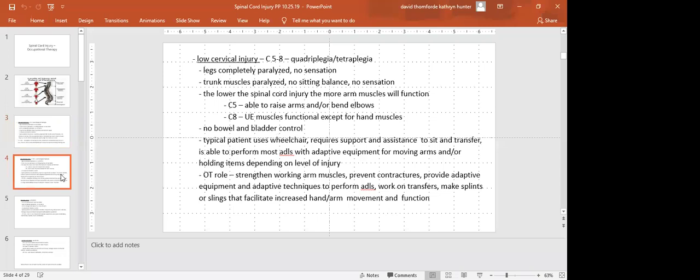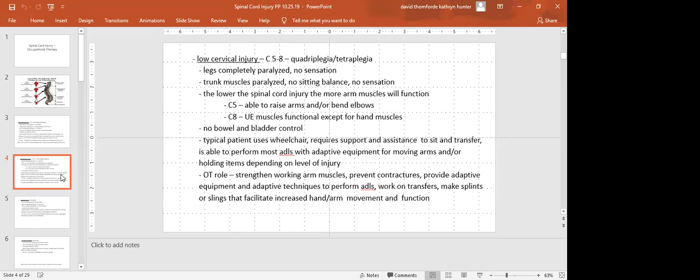On the other hand, somebody who has a low cervical injury in the C5 to C8 area would still be considered a quadriplegic or tetraplegic. They'd still have paralysis and no sensation in the legs and the trunk and no bladder and bowel control, but they should have some level of arm function. So for instance, at the C5 level, they'd be able to raise their arms up in the air and they might be able to bend their elbows, but they wouldn't have strength to straighten their elbows. Whereas if the damage were at the C8 level, they would have functional use in the arms, except for the fine intrinsic muscles of the hands.